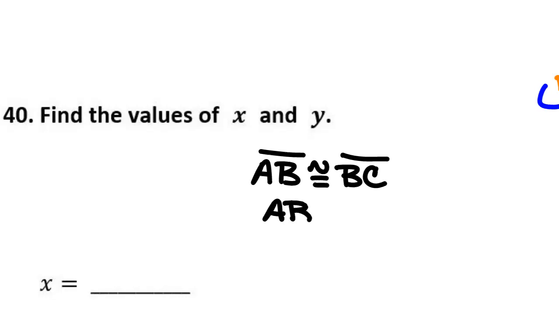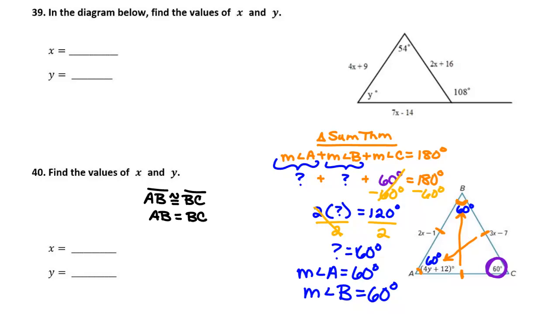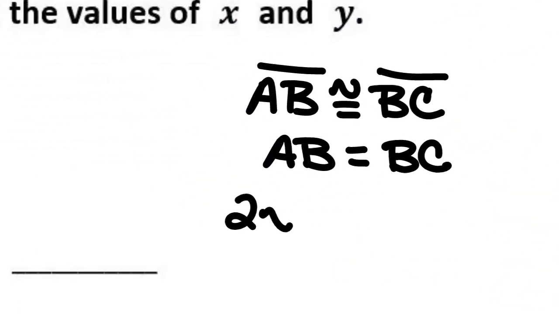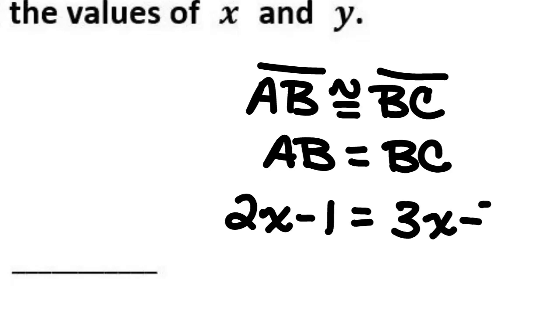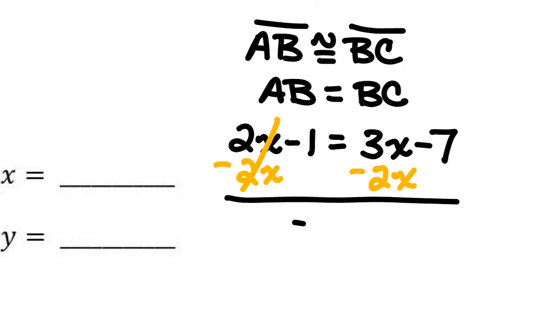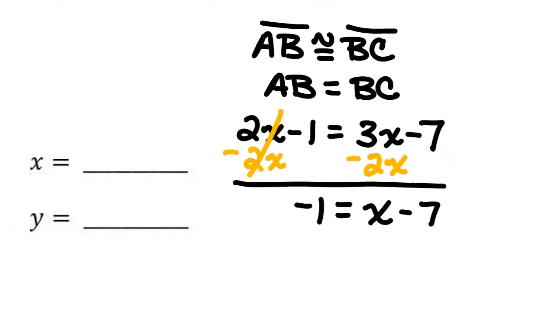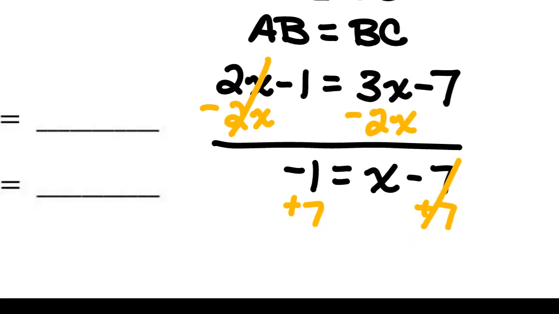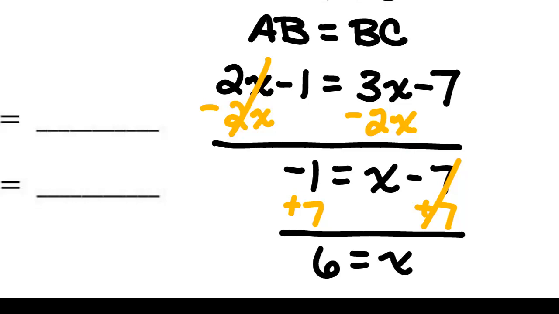That means the length of AB is equal to the length of BC. AB is 2x minus 1, so I'm going to substitute that in. BC is 3x minus 7, so I'm going to substitute that in. Subtract 2x from both sides. So I have negative 1 equals x minus 7. And then I add 7 to both sides. And I get 6 for x.